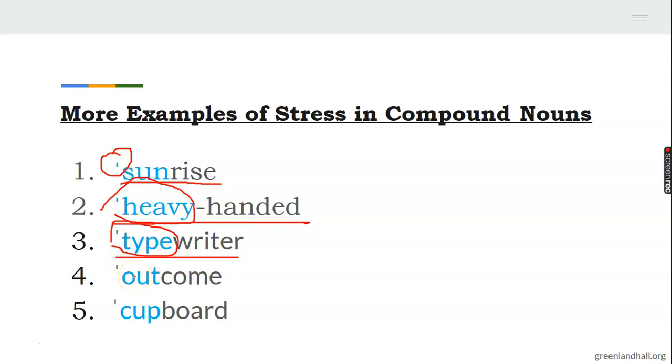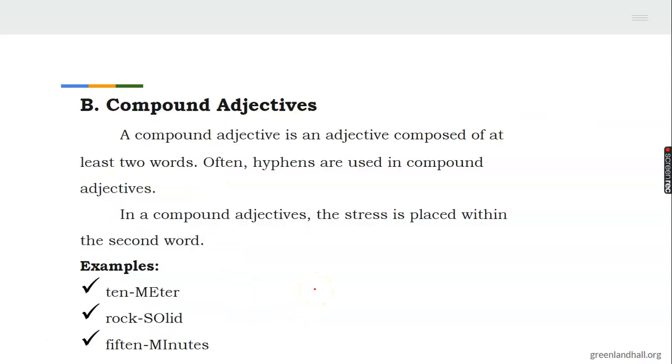So when you have compound nouns, that is two nouns together, like outcome, they are nouns. We have what? We have our stress on the first syllable, which is out. Alright? Look at this word, cupboard. We have our stress on the first syllable, which is cup. Okay? Now let's deal with compound adjectives.